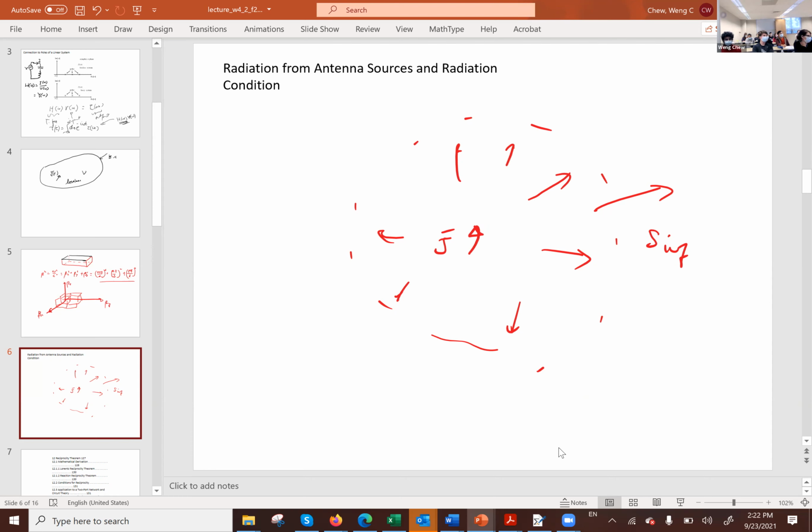Let the signal go out and never come back. That is called the Sommerfeld radiation condition. The Sommerfeld radiation condition says that if you solve this problem, assuming that the wave goes out and never comes back, the system will become lossy. So we make this problem unique by using the Sommerfeld radiation condition. It is important to distinguish between these different problems, so you better know this concept well.